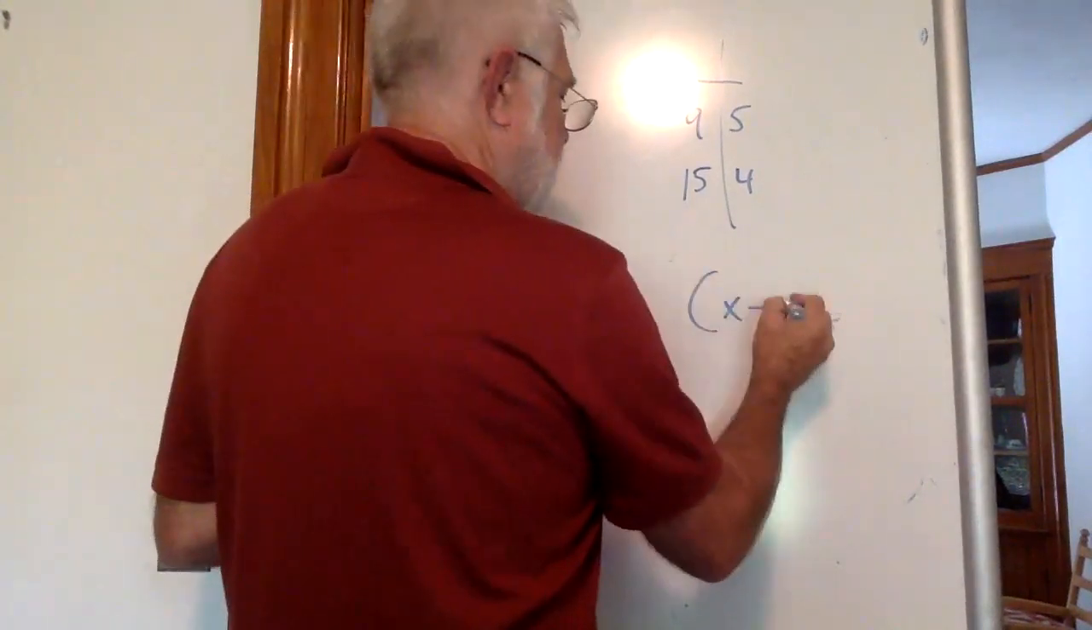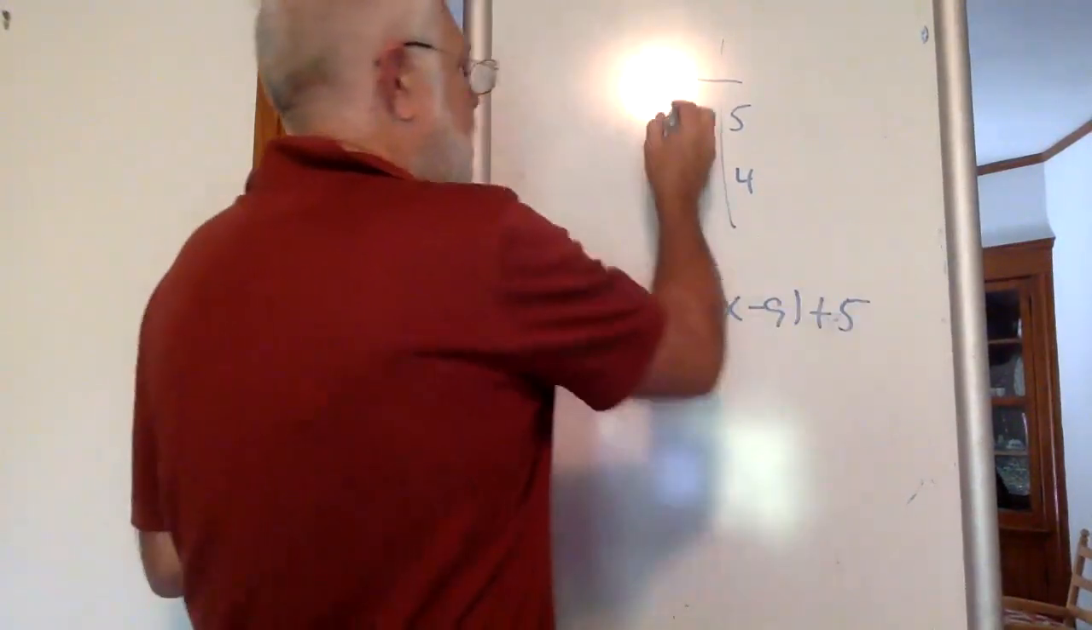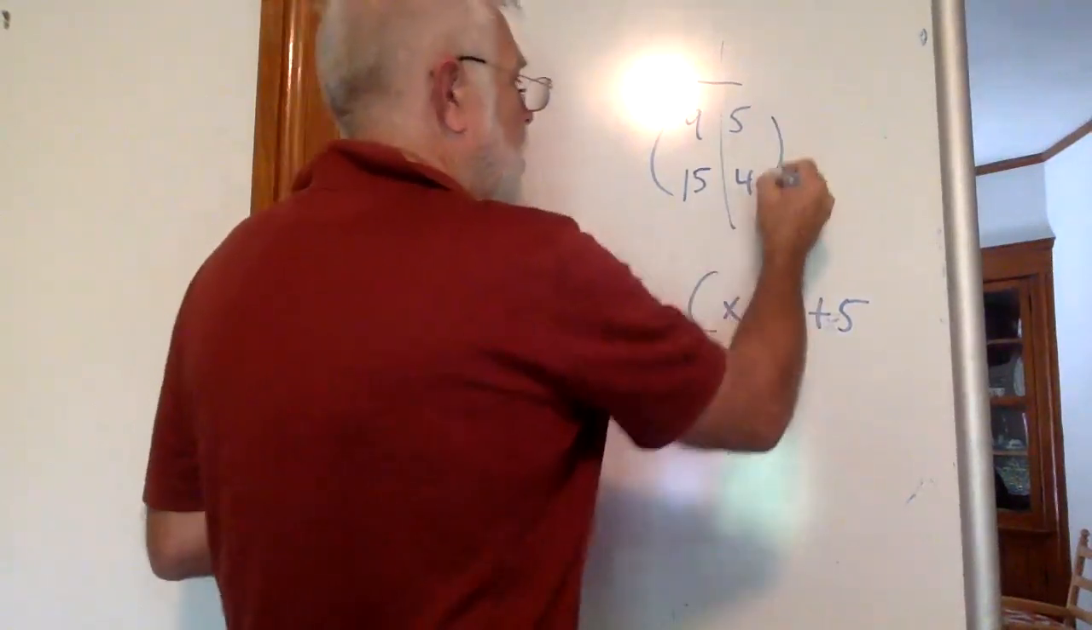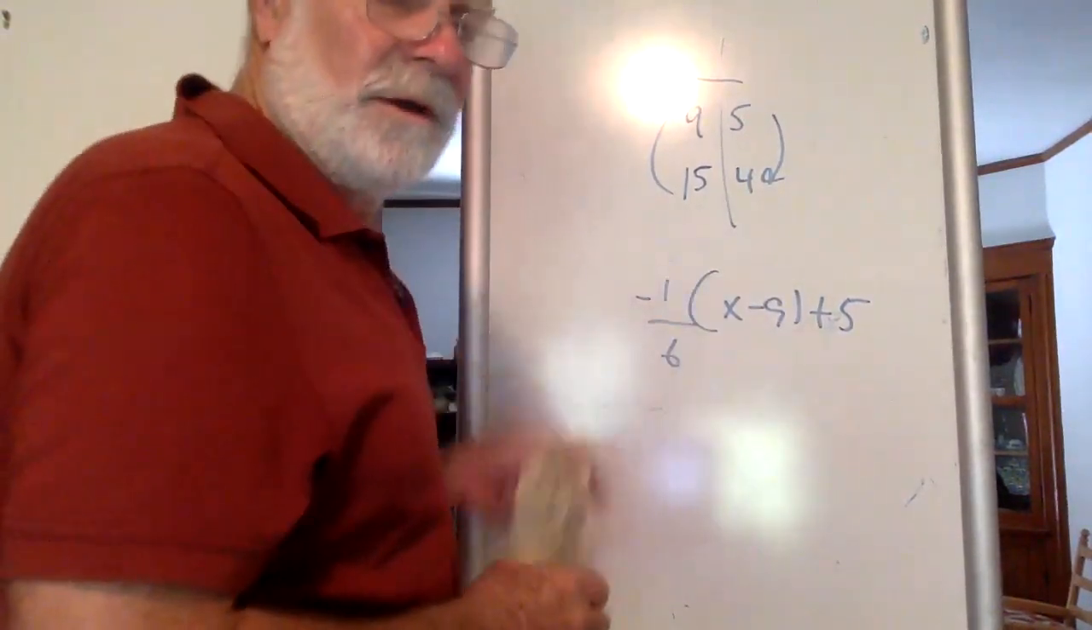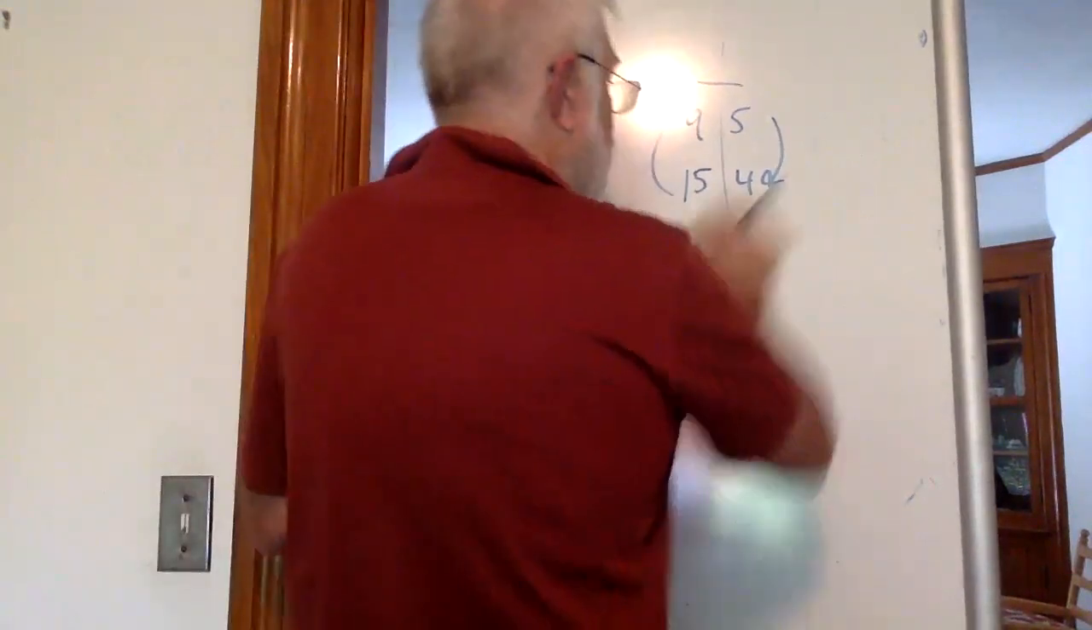So we got x minus 9 plus 5. We got to change the 6, and we go down 1. And put a y equals. All right, so we don't want to lose those skills.